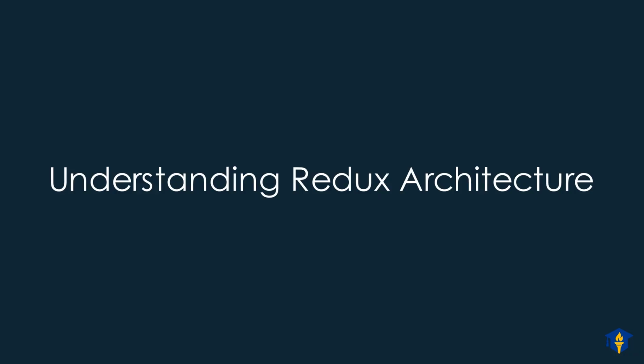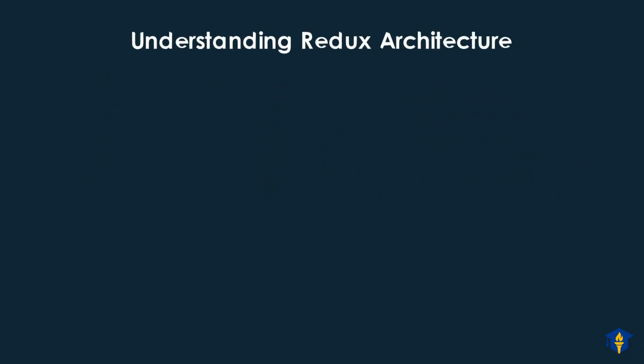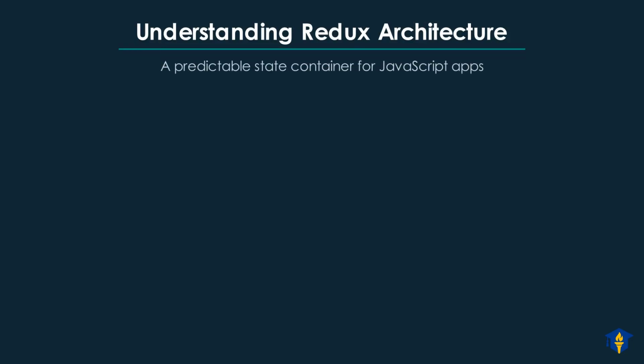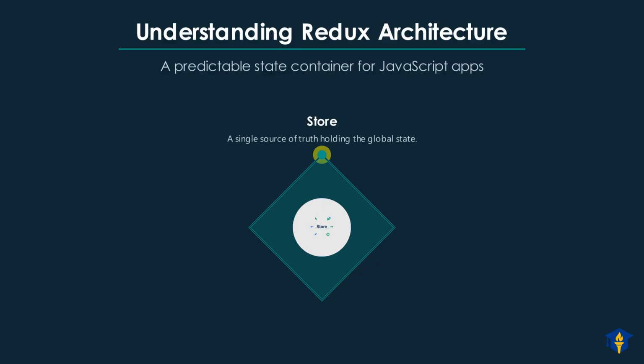Next, we will explore Redux architecture, a predictable state container for JavaScript applications. Redux provides a structured approach to managing application state, especially in larger, more complex projects. The store is the central hub in Redux, acting as a single source of truth for your application's viewable state. It holds all the state data, making it accessible and predictable throughout your application.